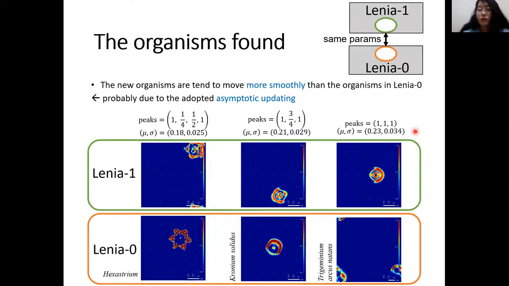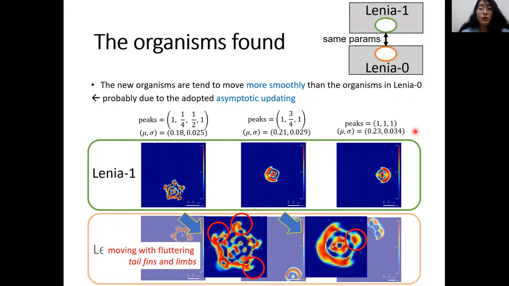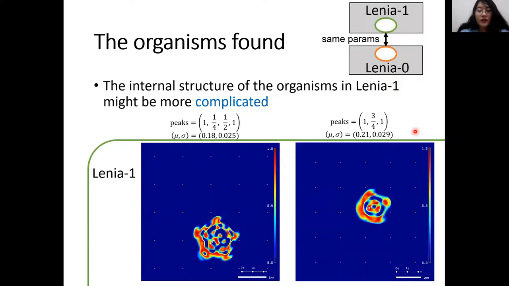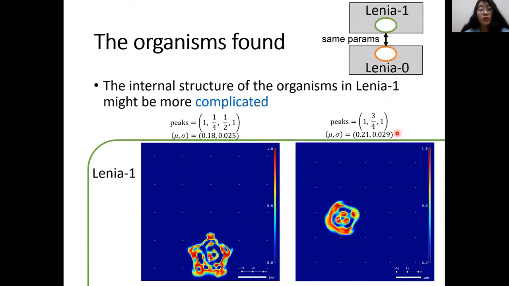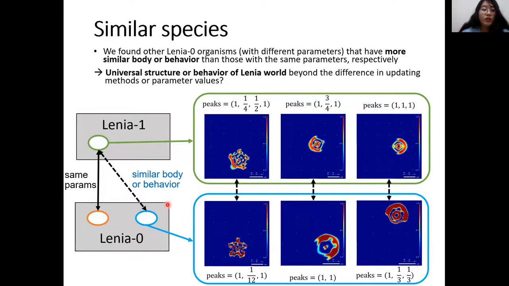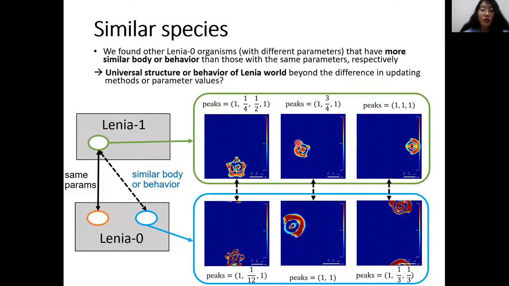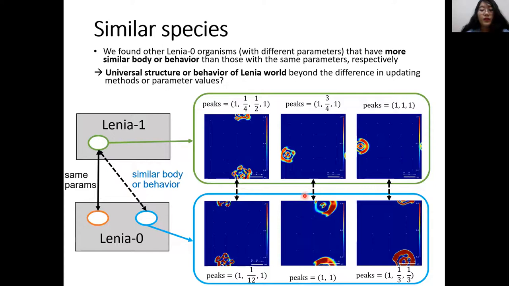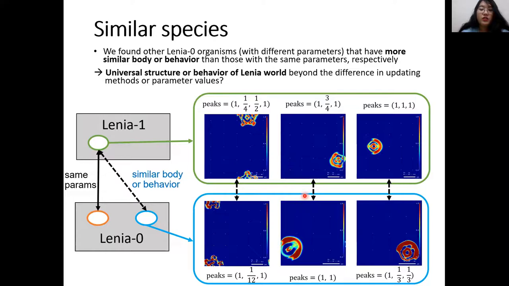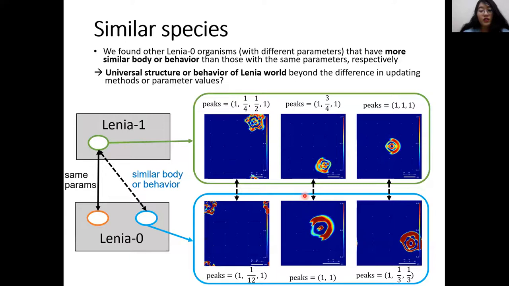It is that these two organisms move with fluttering tail fins and limbs. And these smooth behaviors are probably due to the adapted asymptotic updating. Also, it seems that the internal structure of the organisms is more complicated. We found other Lenia 0 organisms that have more similar body or behavior than those with the same parameters respectively. And this fact might show that there exists universal structure or behavior of Lenia world beyond the difference in updating methods or parameter values.